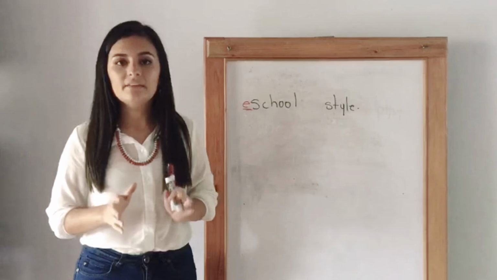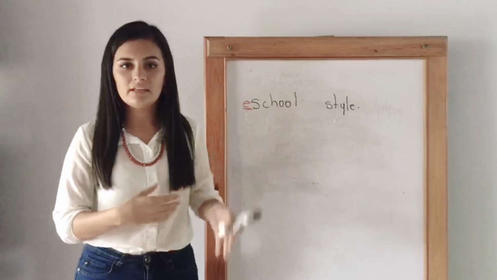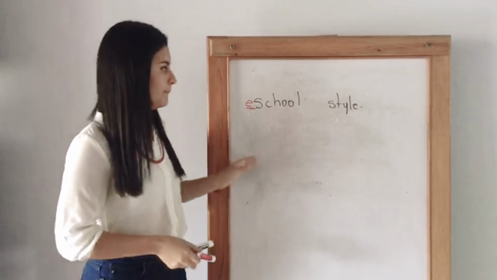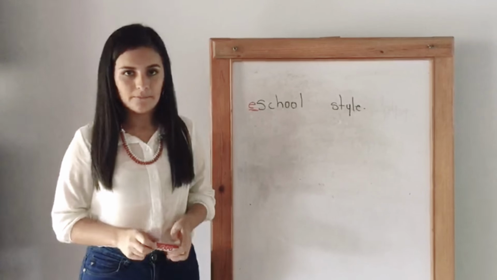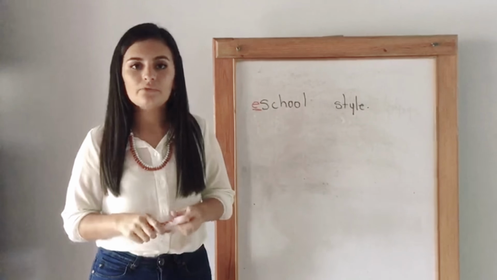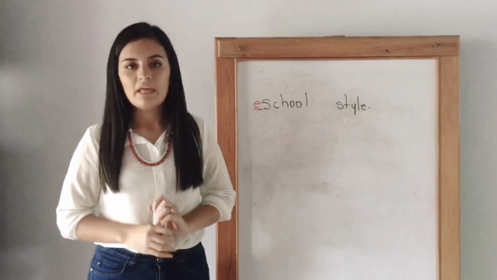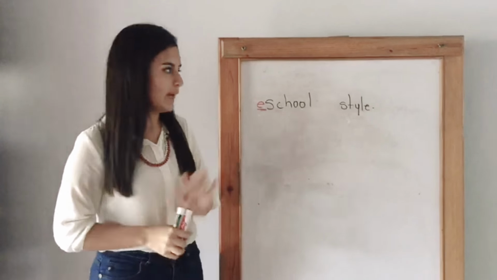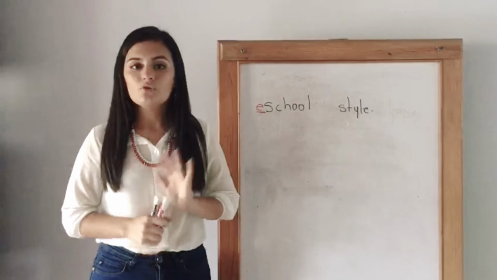the s sound and then you can add the next letter. For example, school, style, and then you are going to pronounce the words very well. Now you know how to pronounce those words and you are going to avoid this mistake.